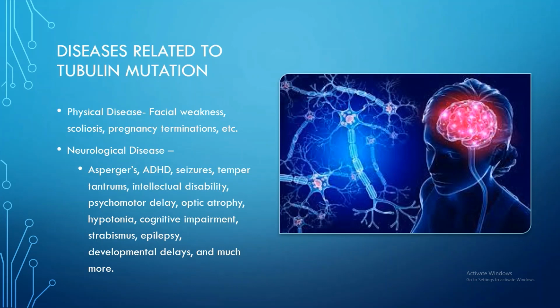However, that neurological disease is not the only thing that will appear. You'll also have some physical disease, because tubulin is in and of itself a structural protein. So those physical diseases can include facial weakness, scoliosis, pregnancy termination, generally within 3 to 5 weeks, etc. Neurological disease will include Asperger's, ADHD, seizures, temper tantrums, intellectual disability, psychomotor delay, optic atrophy, hypotonia, cognitive impairment, strabismus, epilepsy, and a lot of developmental delays, and there's so many more.